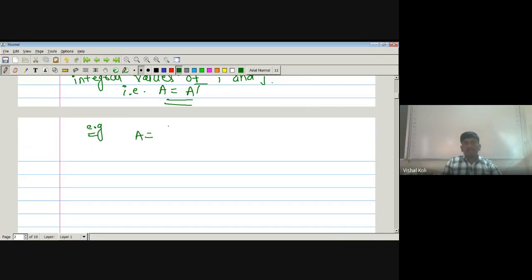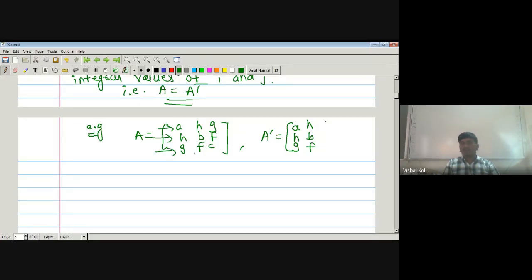A equal to [a h g; h b f; g f c]. So this will be a matrix A. If we take its transpose, then we get A dash. We have to make the first row the first column, therefore we get a, h, g. The second row as the second column, which is nothing but h, b, f. And the third row as the third column, which is nothing but g, f, c.